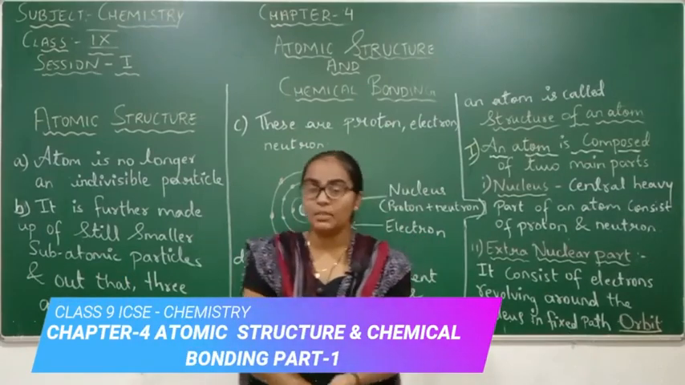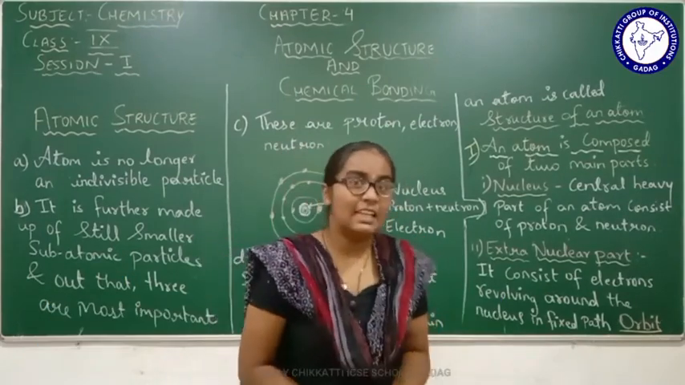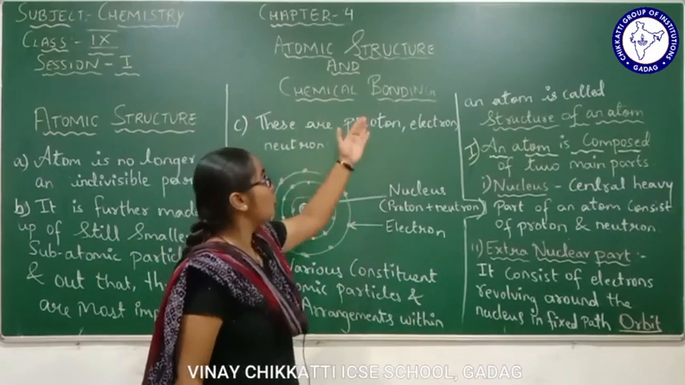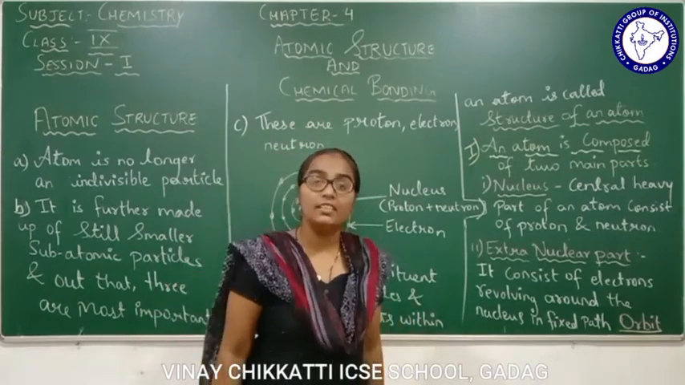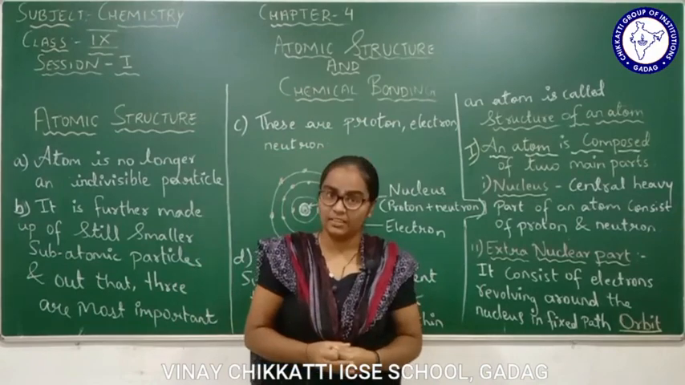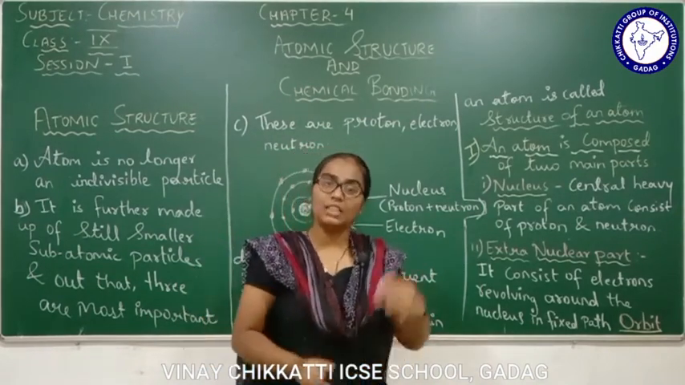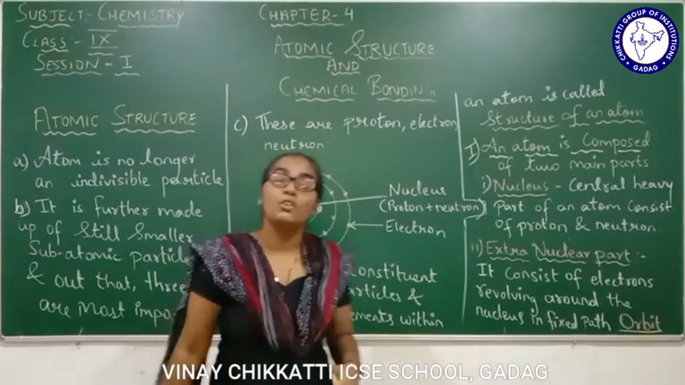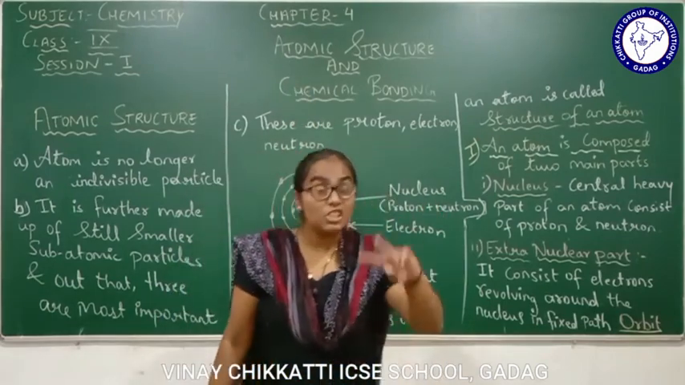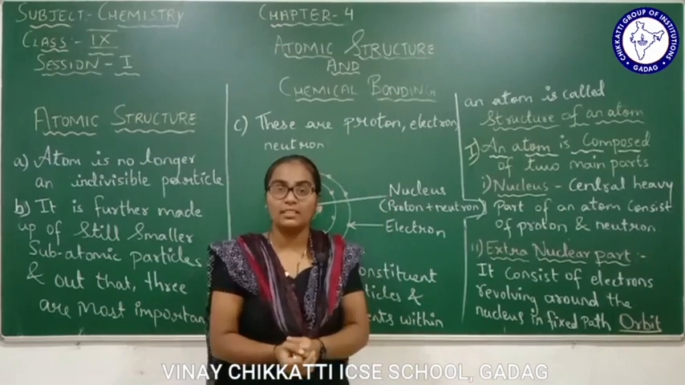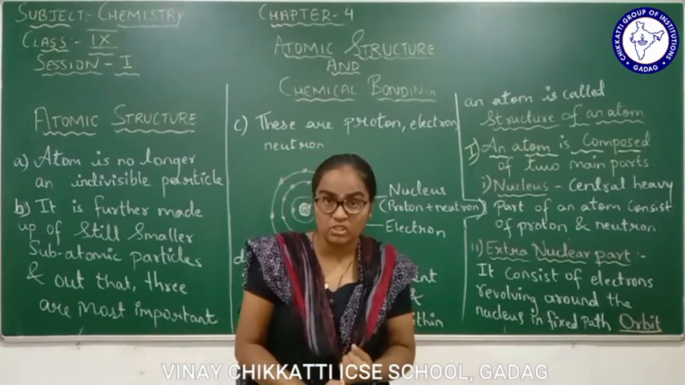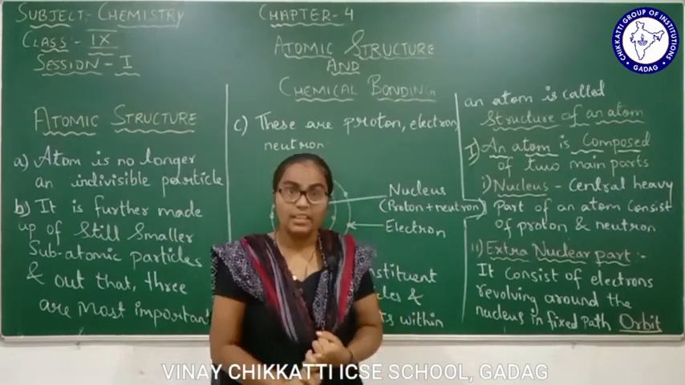And the name of the chapter which we are going to study over here is atomic structure and chemical bonding. Here these two chapters have been merged together according to the new reduction in syllabus, right? And the chapter is chapter 4. I repeat once again, these two chapters have been merged together. The names of the chapters are atomic structure and chemical bonding, right?